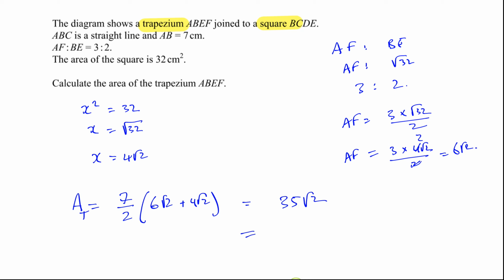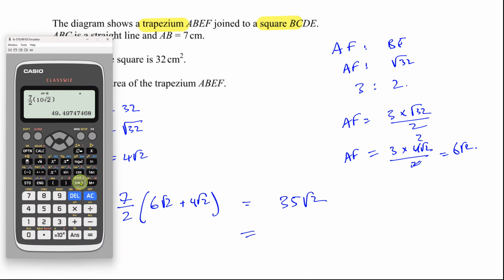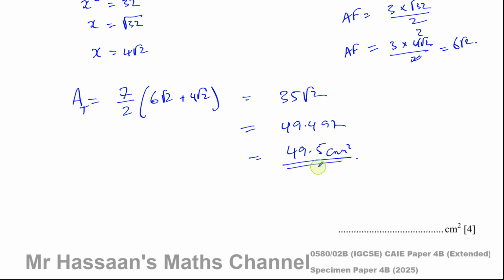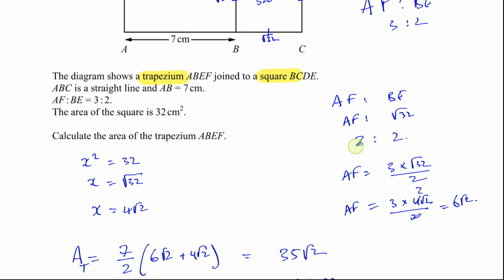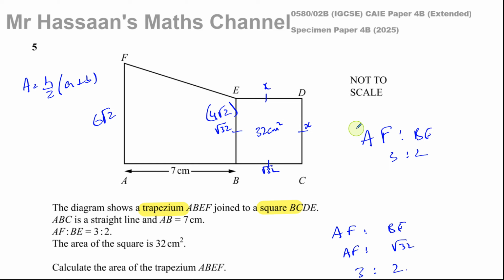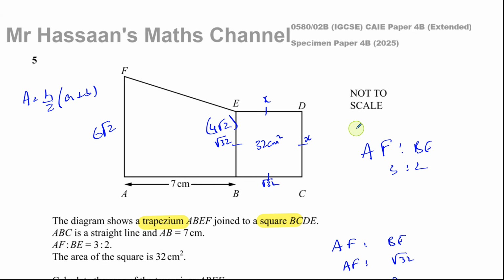And we have to give our answers to 3SF if they're not exact. So it's 49.497, which is the same as 49.5 centimeters squared. So there's the answer to question number 5. Okay, so 49.5 centimeters squared. And that completes question number 5, which is all about area of basic shapes.